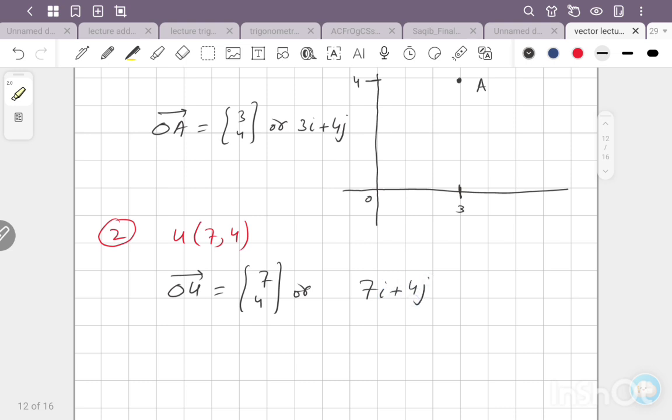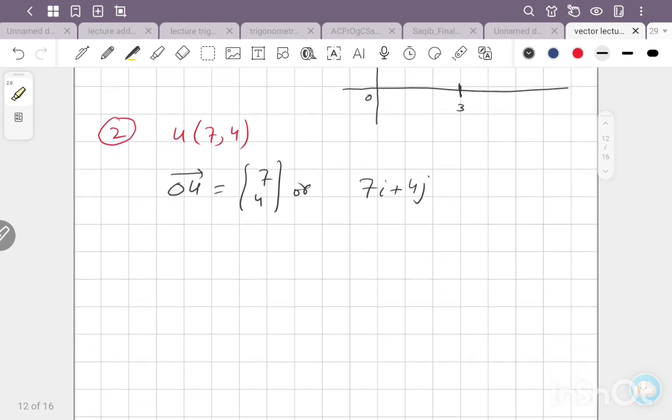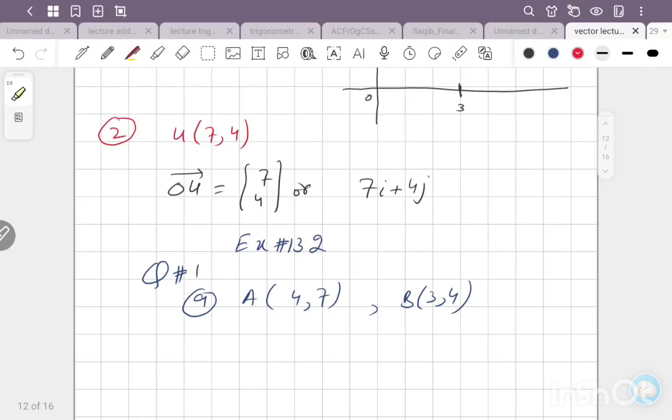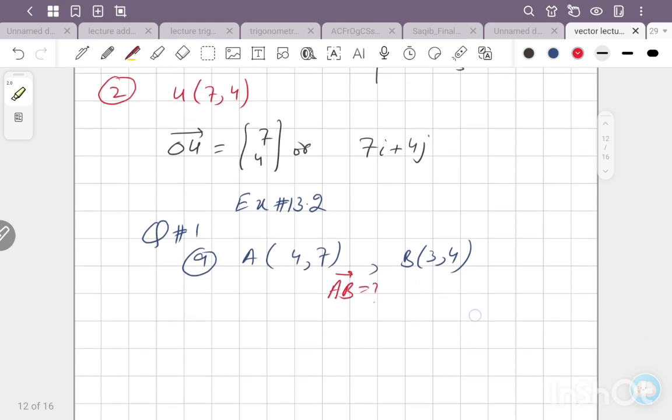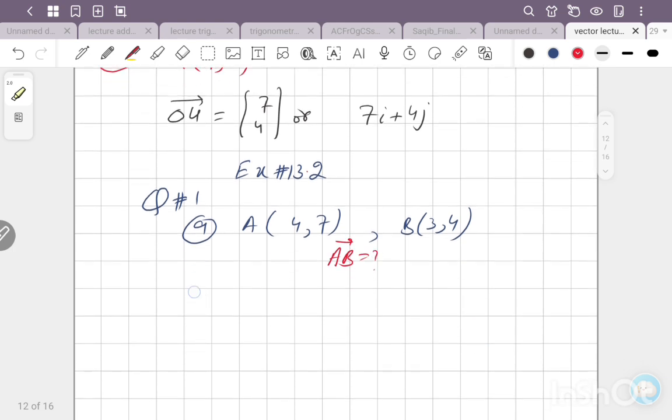Now we have a question. Exercise 13.2, question number 1: A is (4, 7), B is (3, 4). We have to find its position vector AB. So what's the position vector of A? First of all, we have to write the OA position vector. We write it: (4, 7), and the OB position vector is (3, 4).